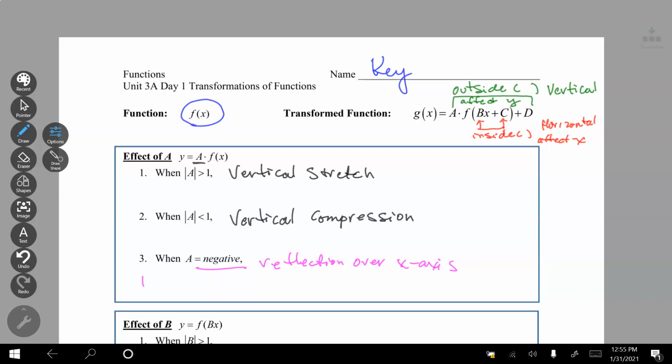So in other words, positive y values become negative y values, and vice versa, negative y values become positive y values. So really all we're doing is going to multiply the y values of a function by a, whatever a is. If a is 2, we multiply all the y values by 2. If a is a half, we multiply by a half.